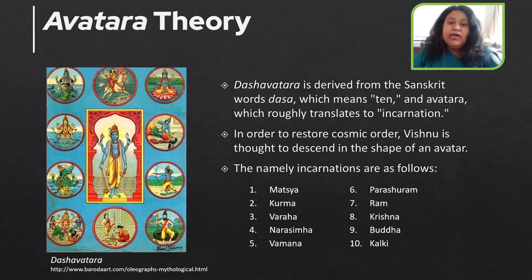Let us discuss the avatara theory. Vishnu is closely related with the avatara theory, and there are 10 basic incarnations of Vishnu, which are known as the Dasha Avatara, derived from the Sanskrit words Dasha, which means 10, and Avatara, which roughly translates to incarnation. In order to restore the cosmic order, Vishnu is thought to descend in the shape of an avatar. The incarnations are Matsya, Kurma, Varaha, Narasimha, Vamana, Parashurama, Rama, Krishna and Buddha, and finally Kalki, who is still awaited.